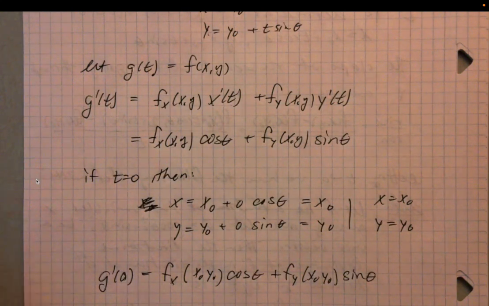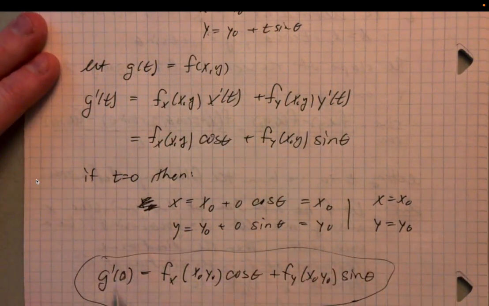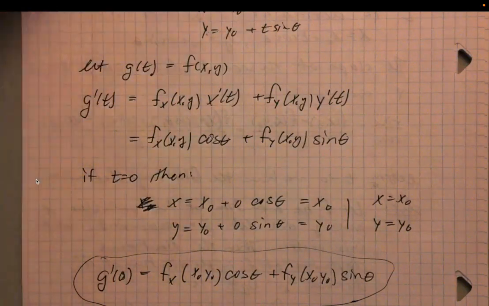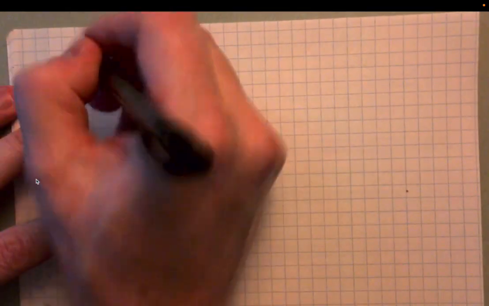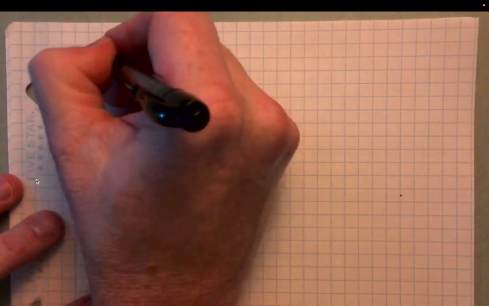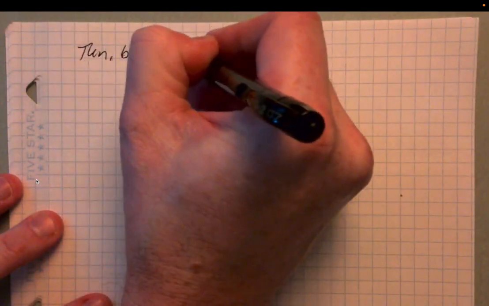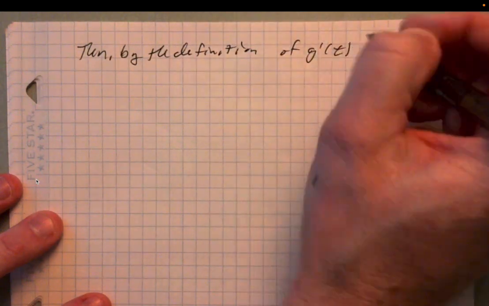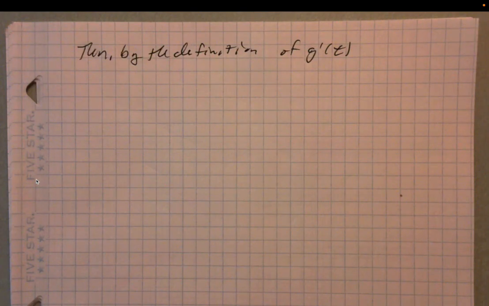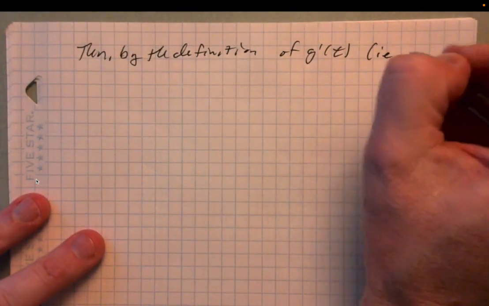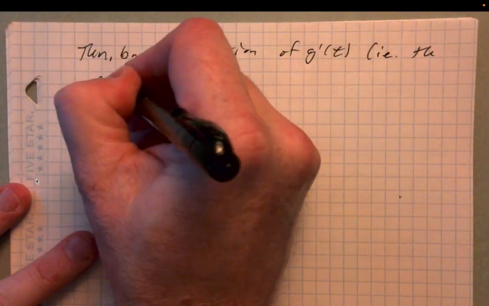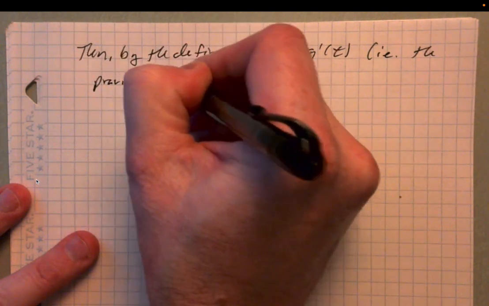All right, so we've gotten to this point, so keep this in mind here. Okay, let me flip pages here. And what we can say also is, by the definition of g prime of t, i.e., the previous definition.